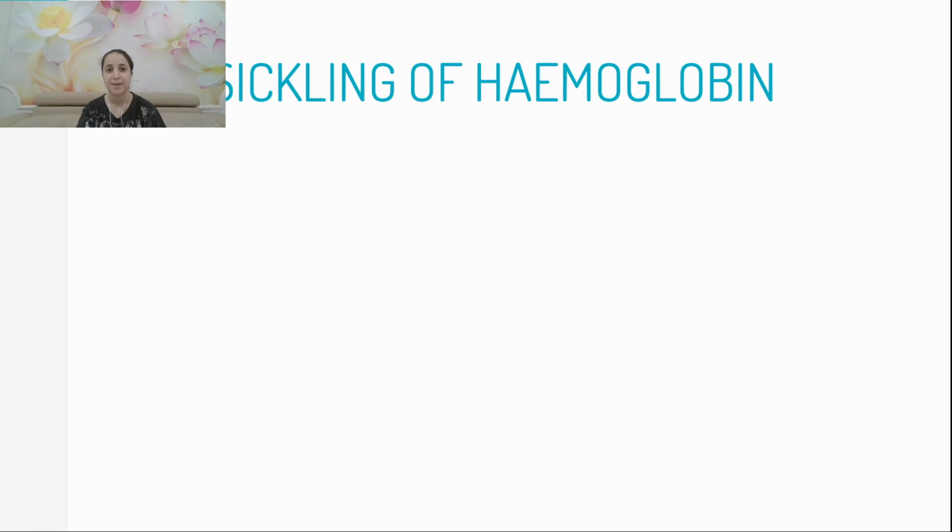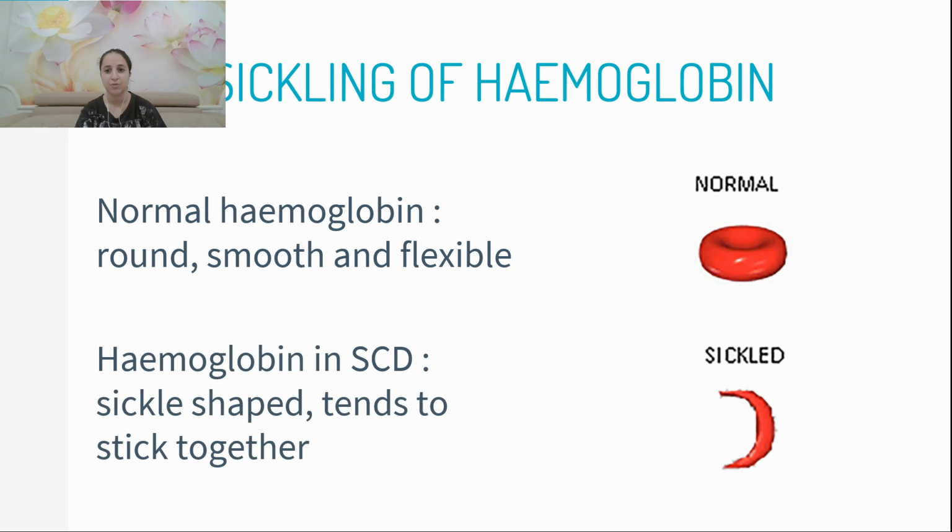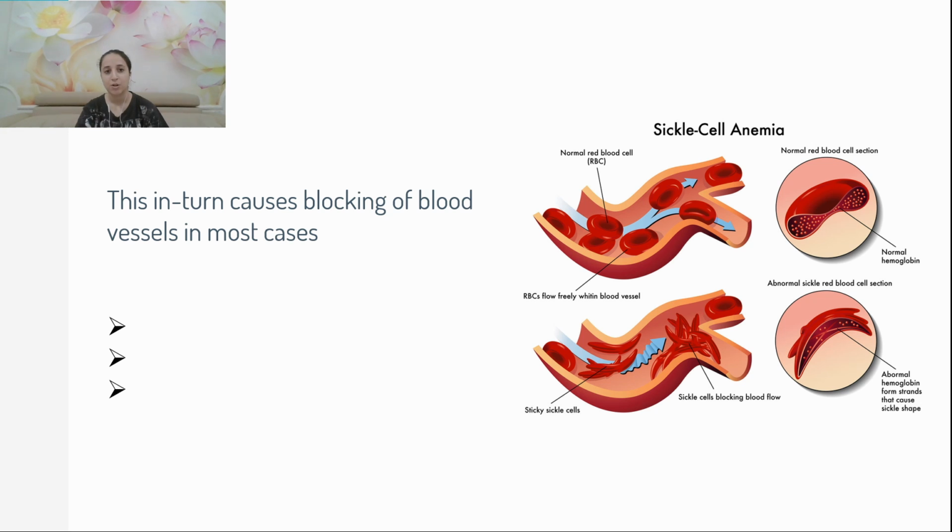Let's understand what we mean by the sickling of hemoglobin. In normal cases where a person does not have sickle cell disease, the hemoglobin, which is the molecule present in RBC of a body responsible for providing oxygen to each and every part of a body, is round, smooth, and flexible. Whereas in the case of sickle cell disease, the hemoglobin is sickle shaped, and thus it tends to become rigid and sticky, and it tends to stick together. This in turn causes blocking of blood vessels inside the body.